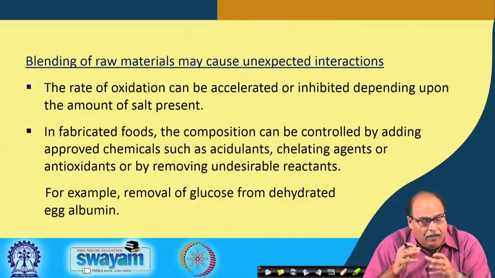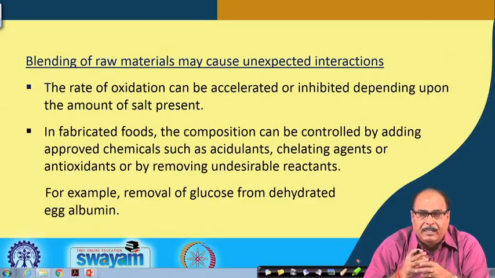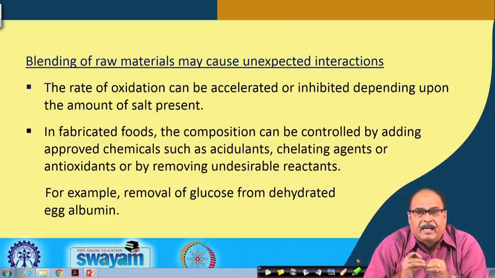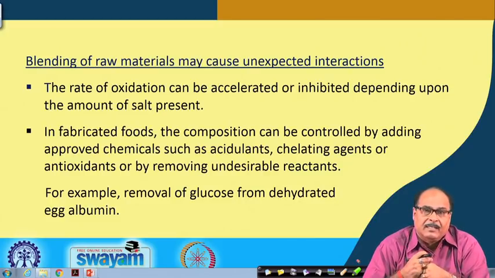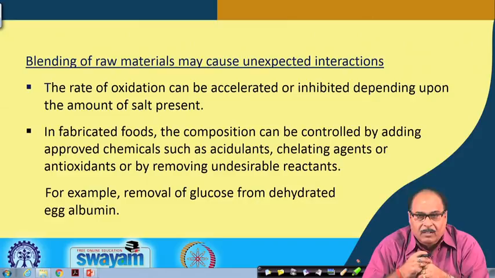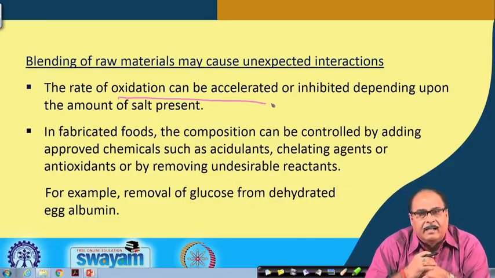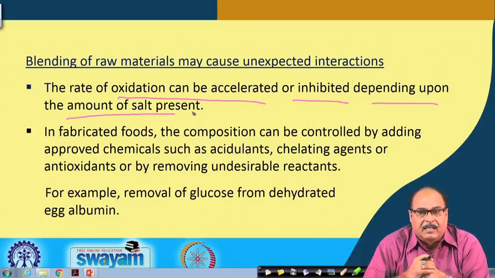Even the blending of raw materials, if two or three or more ingredients are used in a formulated or fabricated food, matters. The type of ingredient, the proportion in which these ingredients are blended, and the manner in which they are mixed may also cause important influence. For example, the rate of oxidation reaction can be accelerated or decelerated, increased or decreased, depending upon the amount of salt present in the mixture.